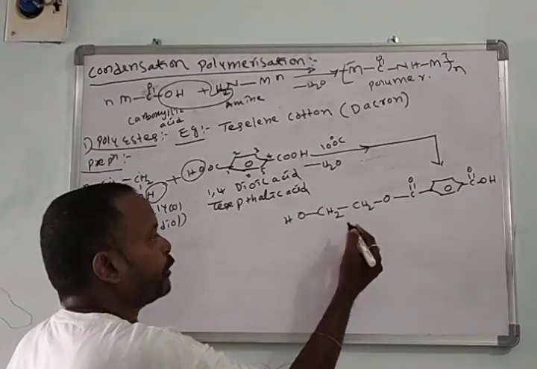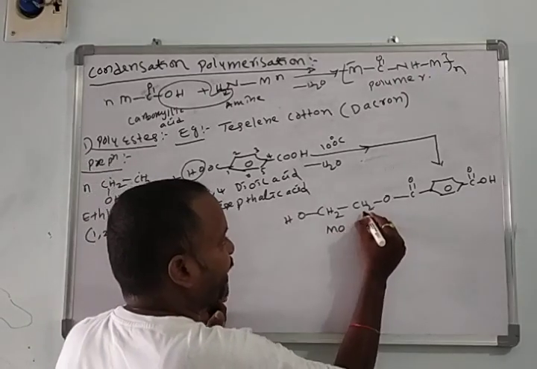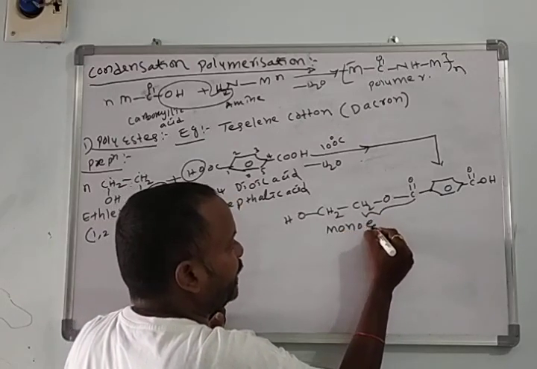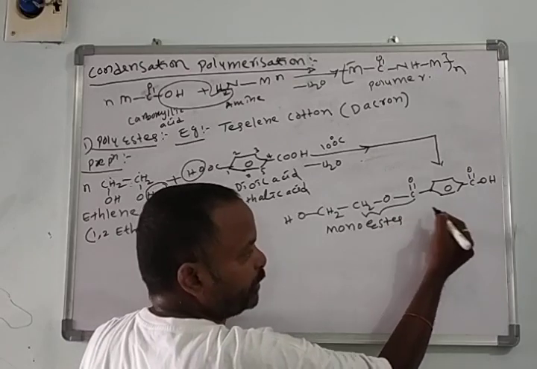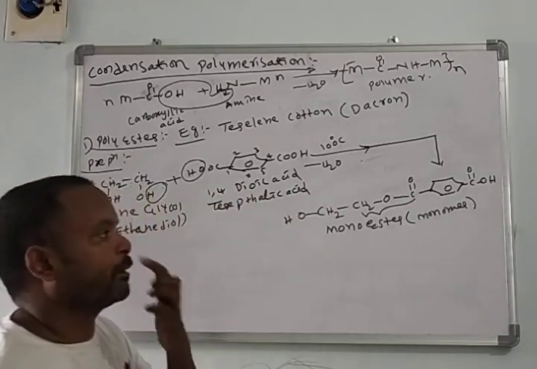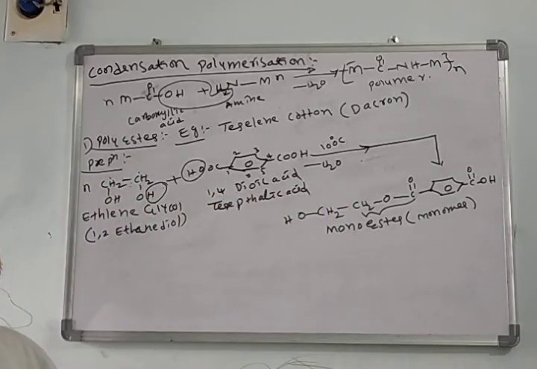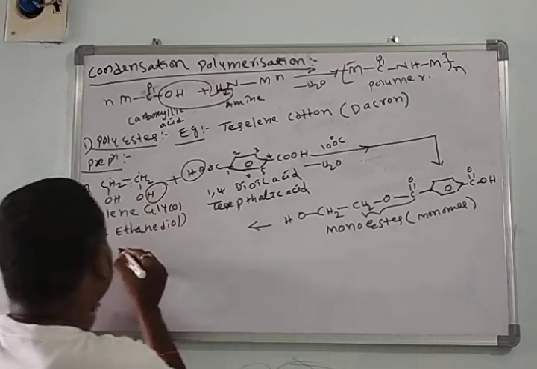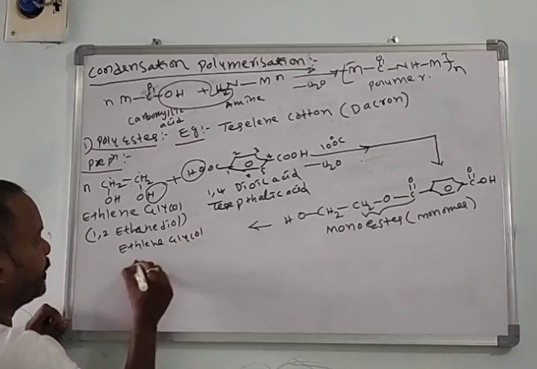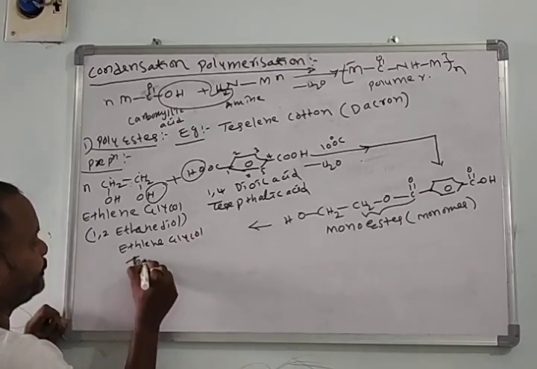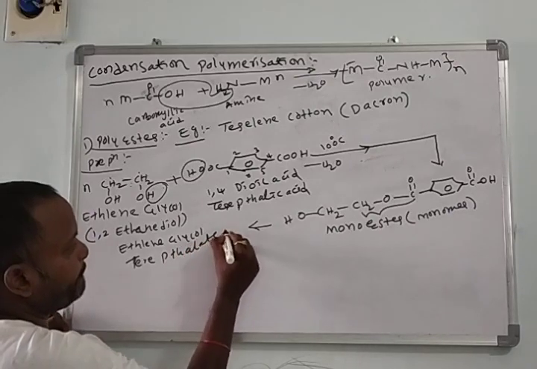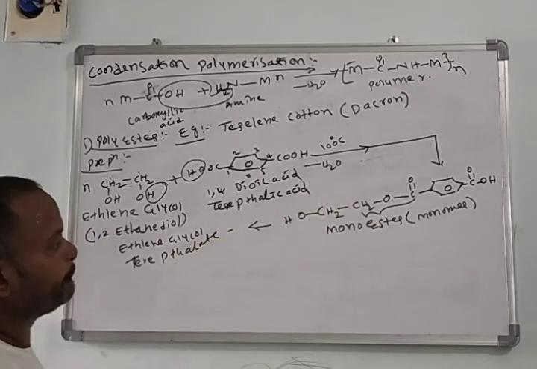This terylene cotton monomer is a monoester. It has only one ester functional group, so we call it a monoester, or simply a monomer. The name of this molecule is ethylene glycol terephthalate. Ethylene glycol terephthalate. This is the monomer.